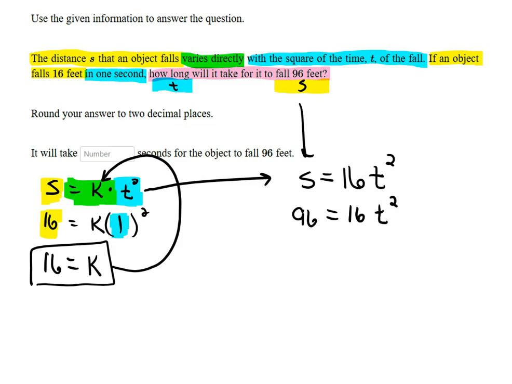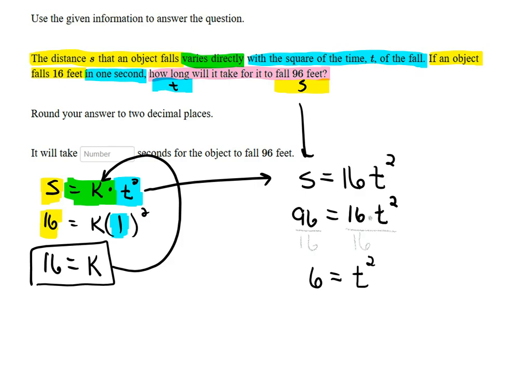So first thing I'm going to do is divide off the 16 because it's being multiplied on to the t squared. And how many times does 16 go into 96? I'm guessing it's not perfect because they asked me to round my answer. So 96 divided by 16, it is perfect. It comes out to be 6, and I get t squared equals 6. Oh, here's where it won't come perfect.